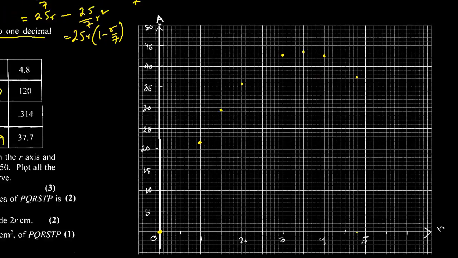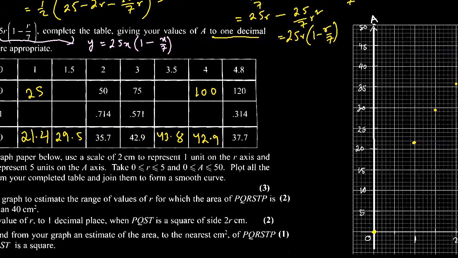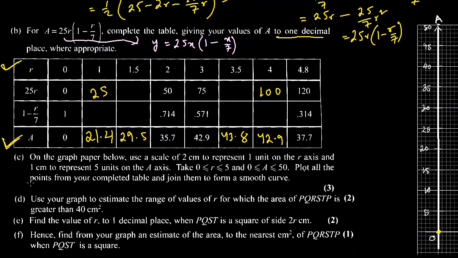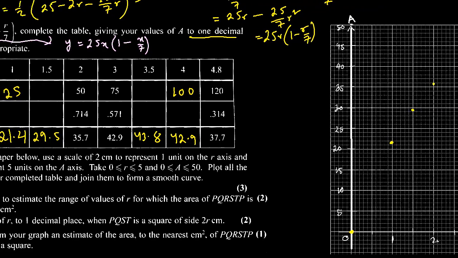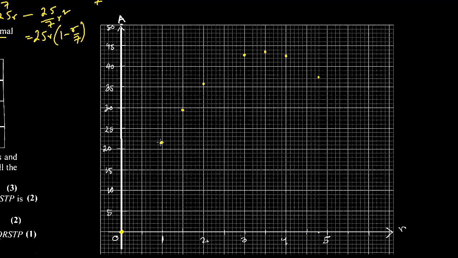Now the next thing that we have to do is join this. On the graph, we have to plot all the points from the table and join them to form a smooth curve. So let's join this. From here to here, then from here to here, then from this point to this, to this.